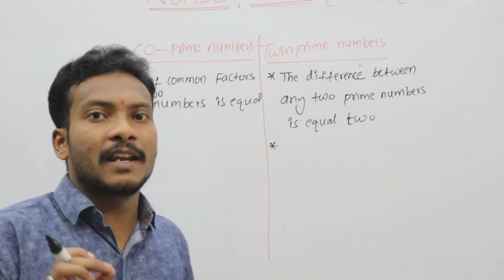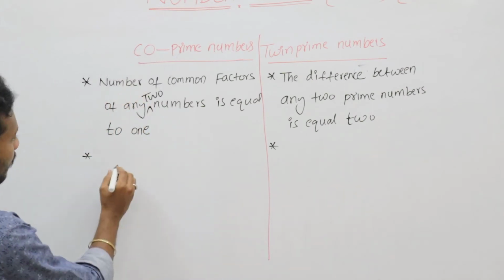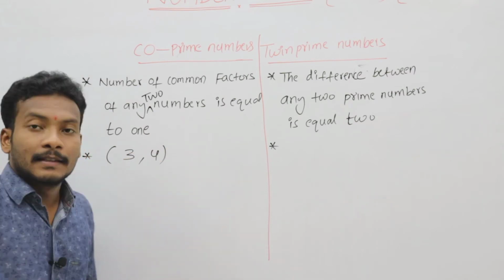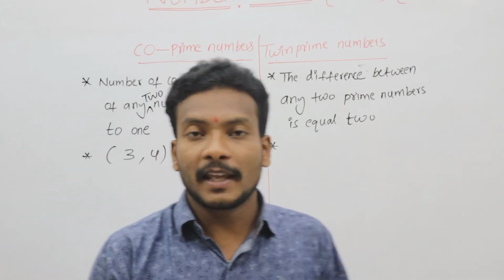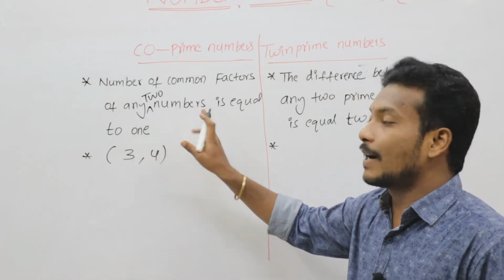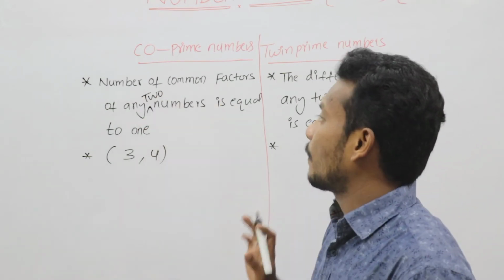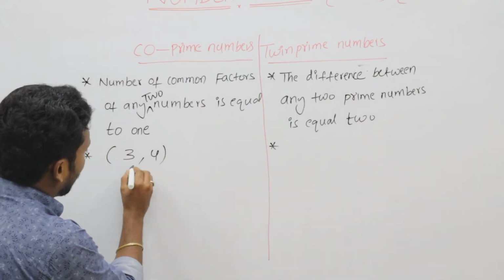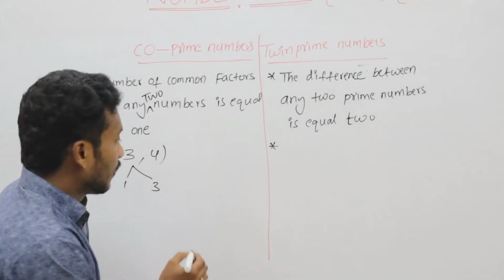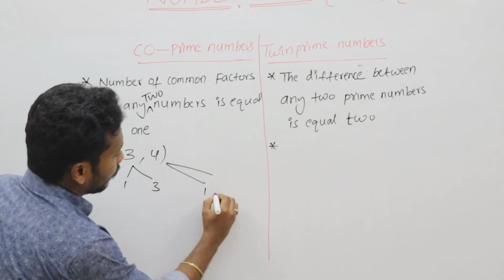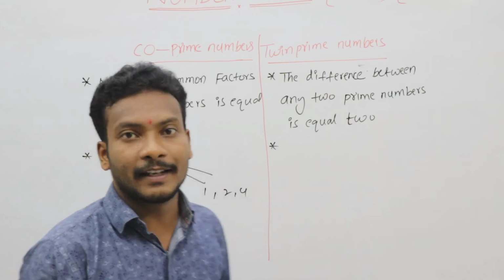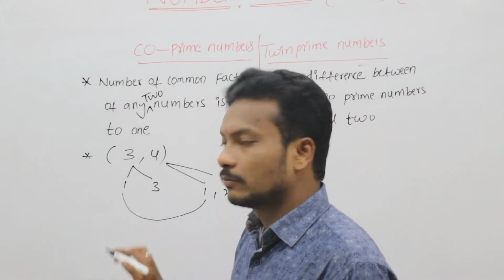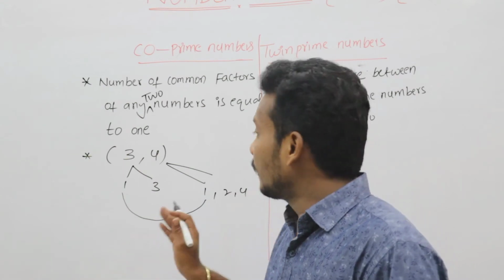Okay, I will explain with one example. I am taking 3 and 4 as any two numbers. Now I am checking the number of common factors. What are the factors of 3? 1 and 3. What are the factors of 4? That is 1, 2, 4. Now check: what are the common factors? 1 only.